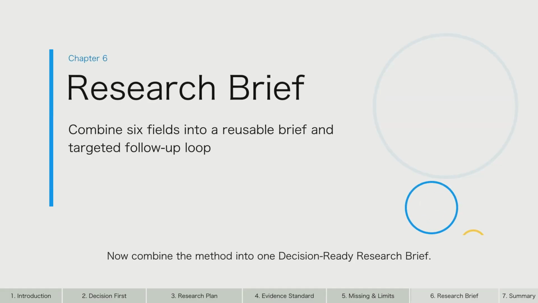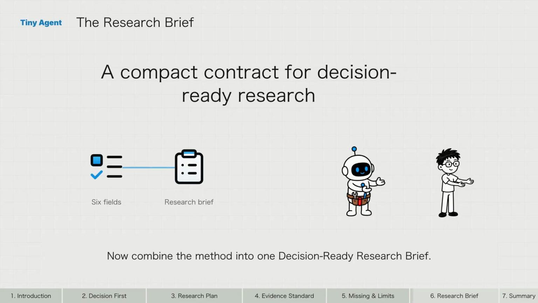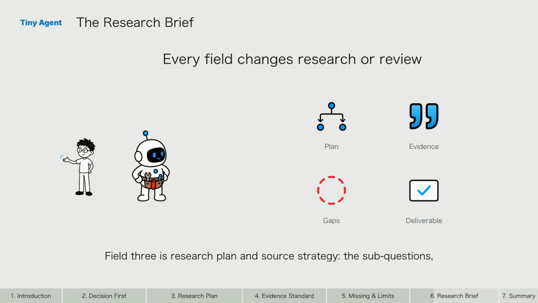Now combine the method into one decision-ready research brief. The brief is not a magic prompt. It is a compact contract that lets the researcher plan, gather, evaluate, and deliver work against visible expectations. Field 1 is decision and audience: who will use the work, what they must decide, and by when. Field 2 is question and scope: the main question, region, timeframe, population, comparison set, and exclusions. Field 3 is research plan and source strategy: the sub-questions, priority source types, and evaluation criteria.